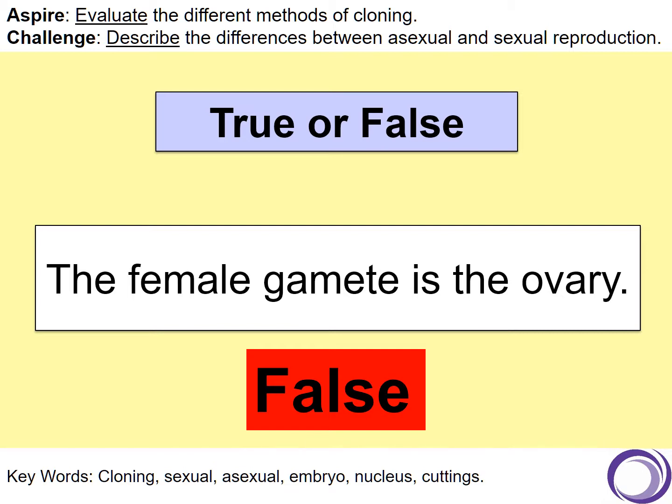You could be asked the name of the female gamete. The answer can be egg. Which organ releases the male gamete? Your answer would be testicles or testes. And the name of the male gamete would be sperm. So some quite easy marks there.